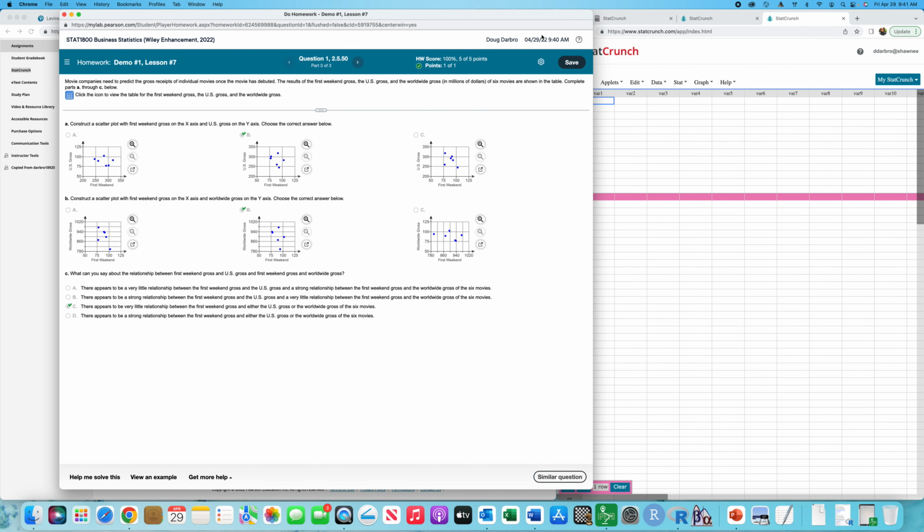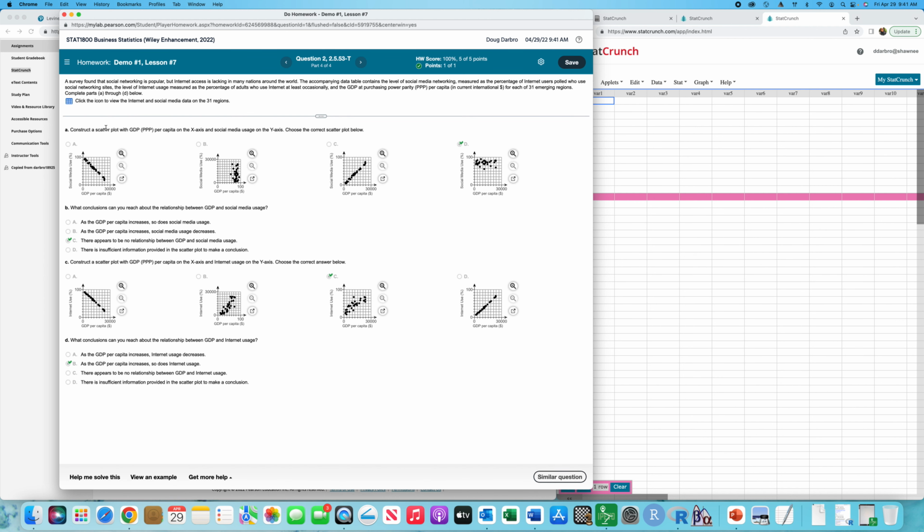What can you say about the relationship between first weekend gross and US gross? Well, I selected this one. There appears to be very little relation because I don't see a linear model really fitting either one of these scatter plots very well. So that's what I chose.